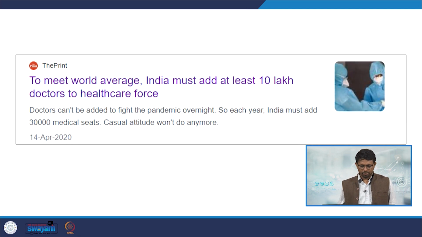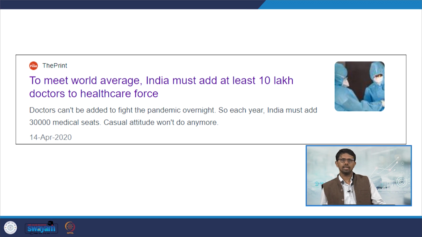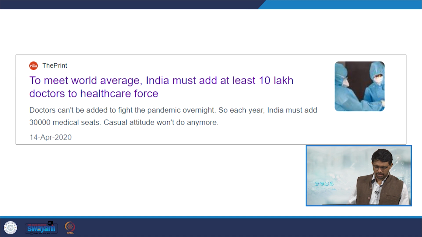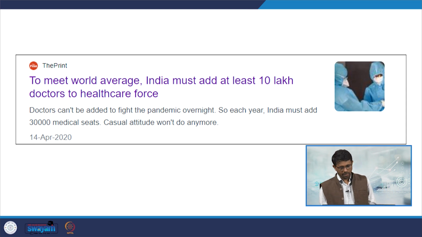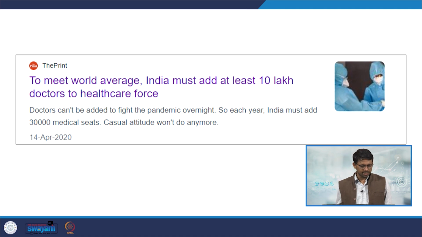So, let us clarify. We start with certain stylized facts that are in the news. We are referring to one news article from The Print: to meet the world average, India must add at least 10 lakh doctors to the healthcare force, from a 2020 paper. Doctors cannot be added to fight the pandemic overnight. So, each year India must add at least 30,000 medical seats, and a casual attitude won't do anymore.